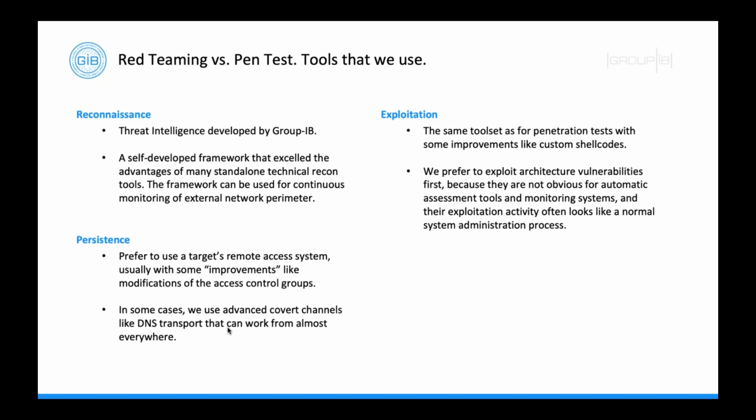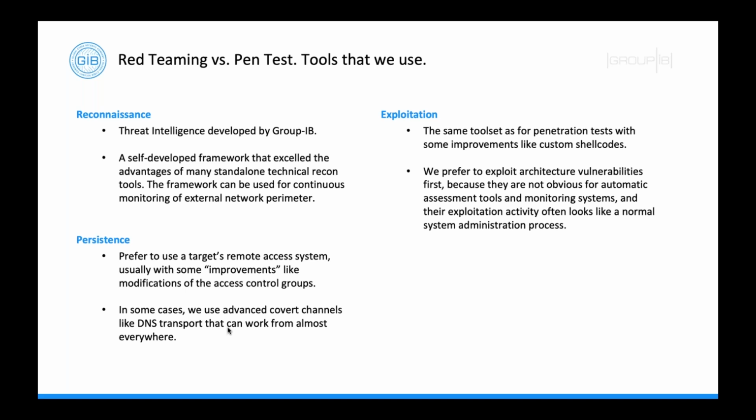We also have a self-developed framework that excelled the advantages of many different standalone technical reconnaissance tools, and the framework can be used for continuous monitoring of external network perimeter during the reconnaissance phase. For persistence, they prefer to use a target's remote access system, usually with some improvements like modifications to different access control groups. And in some cases, Group IB uses advanced covert channels like DNS transports that can work from almost anywhere.